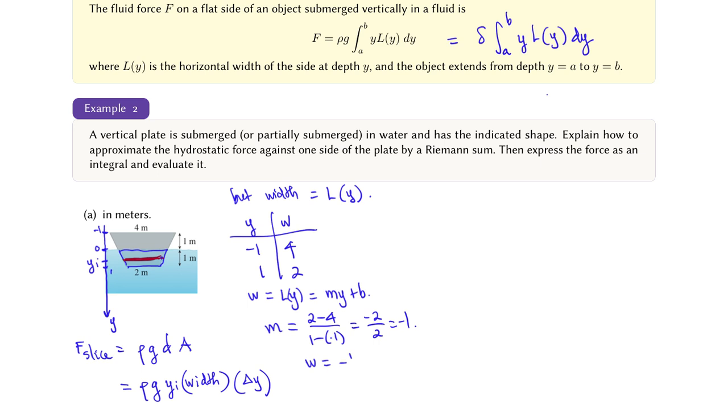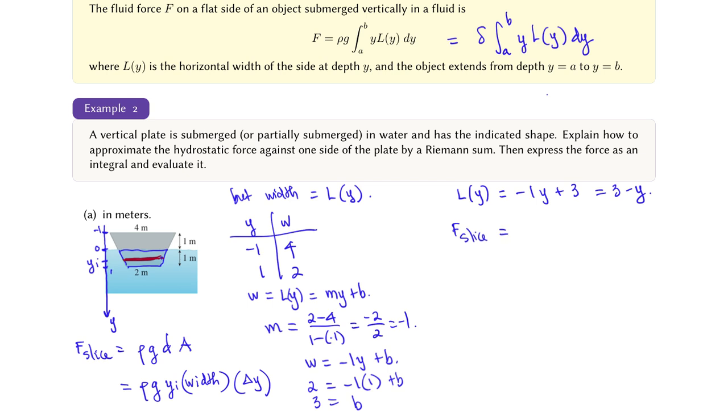We can also see that the initial width when y equals 0 is 3, or we can use the slope-intercept form. W equals minus 1y plus b. Plug in 1 for y and 2 for w. We have b equals 3. And so the width is L of y equals minus 1y plus 3, or 3 minus y. The width L is a function of y.